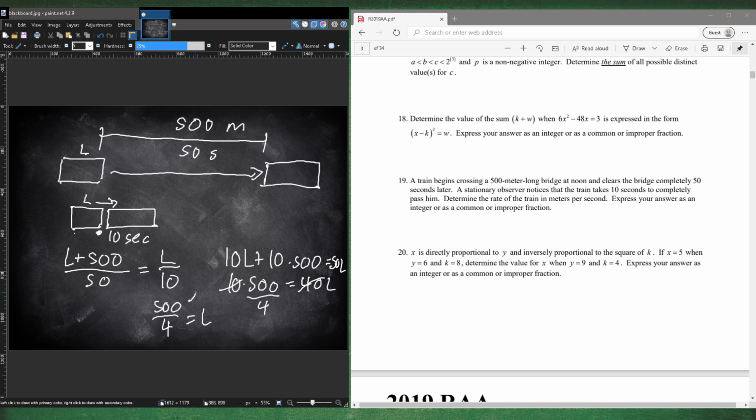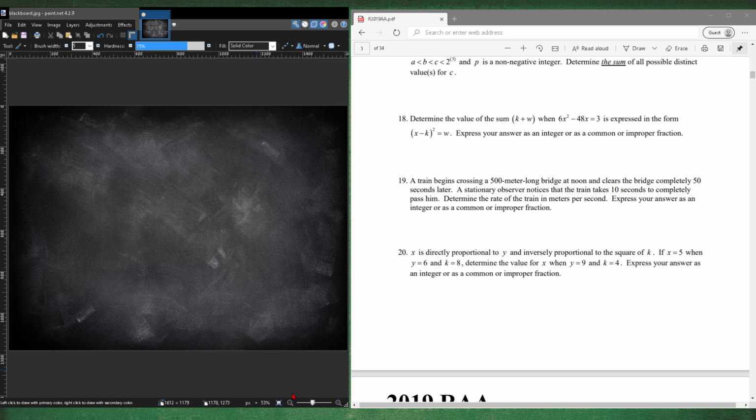We want the rate, so we just need to plug into one of these two. It doesn't matter. And I'll choose this one because it's easier. So then 500 divided by 10, that's 50. And then it's still divided by that 4, which is 25 over 2. And that's your answer for number 19.